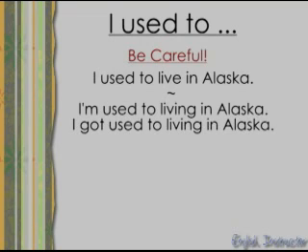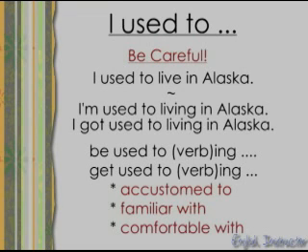Let's study another very important point. This is something you need to be careful about. Used to and be used to and get used to have different meanings. Let's take a look at some sentences. I used to live in Alaska has a different meaning than I'm used to living in Alaska or I got used to living in Alaska. The meaning with be used to or get used to means become accustomed to, familiar with, or comfortable with. So this has a different meaning than the used to we have been studying. It's important to be aware of these differences.